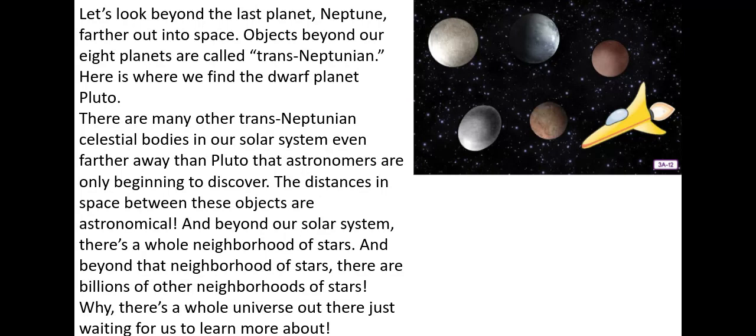There are many other trans-Neptunian celestial bodies in our solar system, even farther away than Pluto, that astronomers are only beginning to discover. The distances in space between these objects are astronomical. And beyond our solar system, there's a whole neighborhood of stars. And beyond that neighborhood of stars, there are billions of other neighborhoods of stars, where there's a whole universe out there just waiting for us to learn more about it.